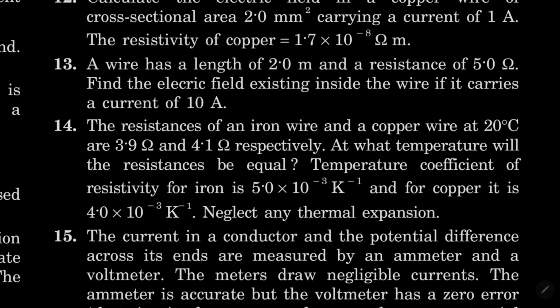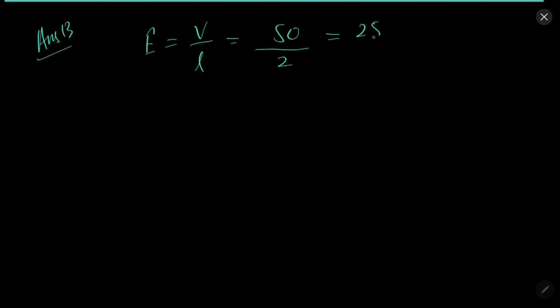In question 13, we need to find the electric field existing inside the wire if it carries a current of 10 ampere. Solution 13. So E will be V by L. V is 50 by 2 because V is I into R. So it will be 25 volt per meter.